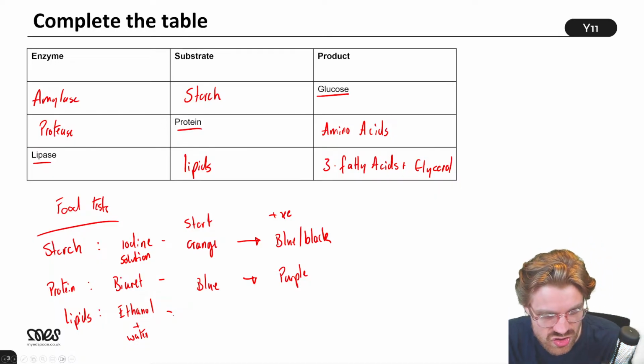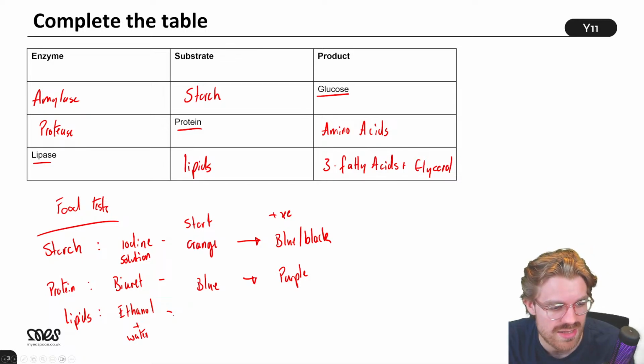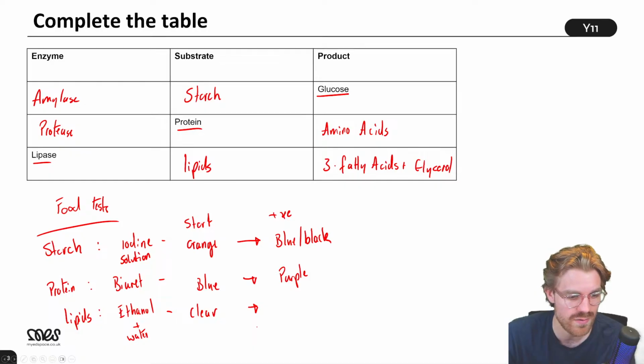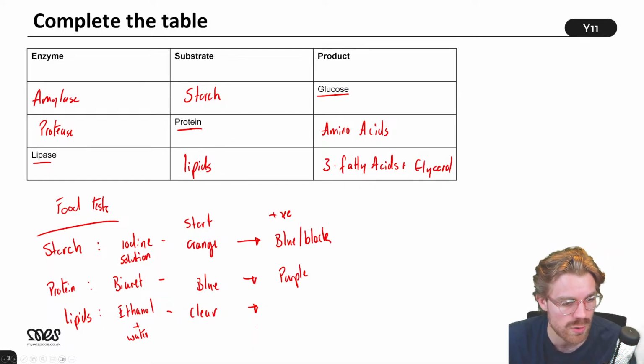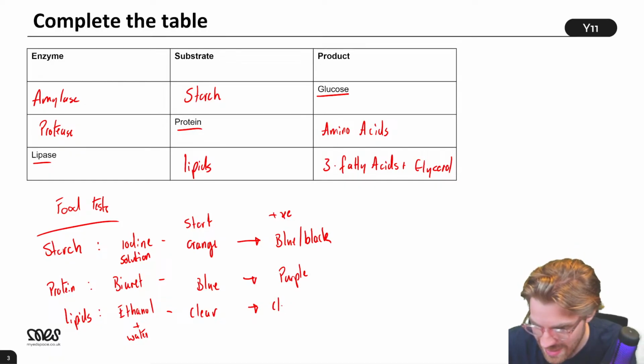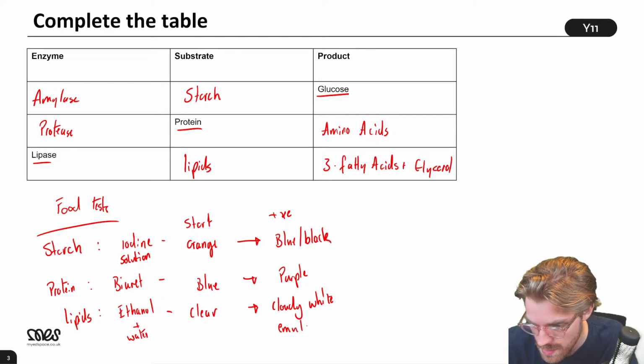So what's the starting colour, let's say, for the ethanol test? It is clear or colourless. Very good. Excellent there, Sanjid. And if we get a positive result, it is going to go from clear to a white emulsion or cloudy. Very good. So we're going to have a cloudy white emulsion. And that's why it's also called our emulsion test, a cloudy white emulsion.